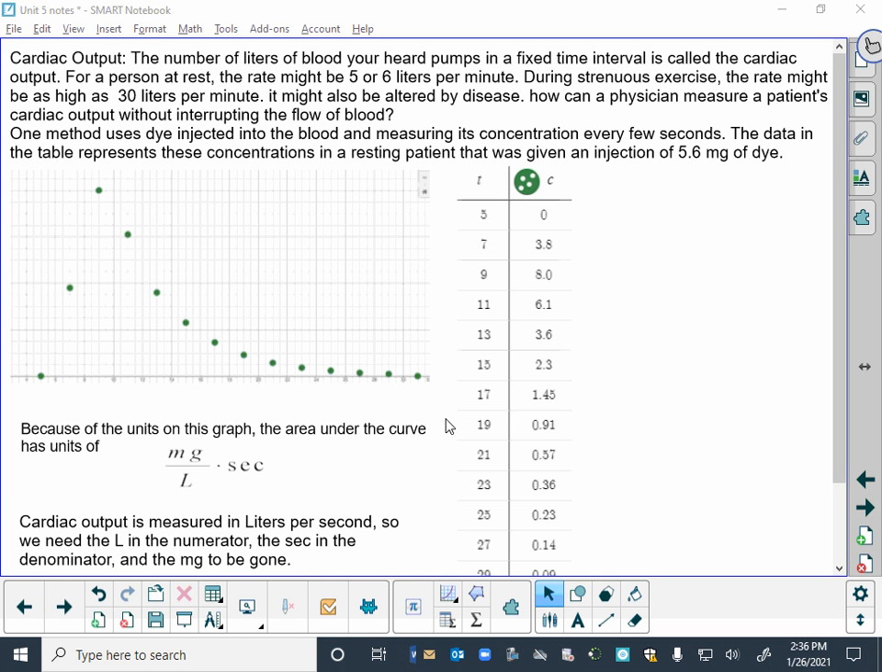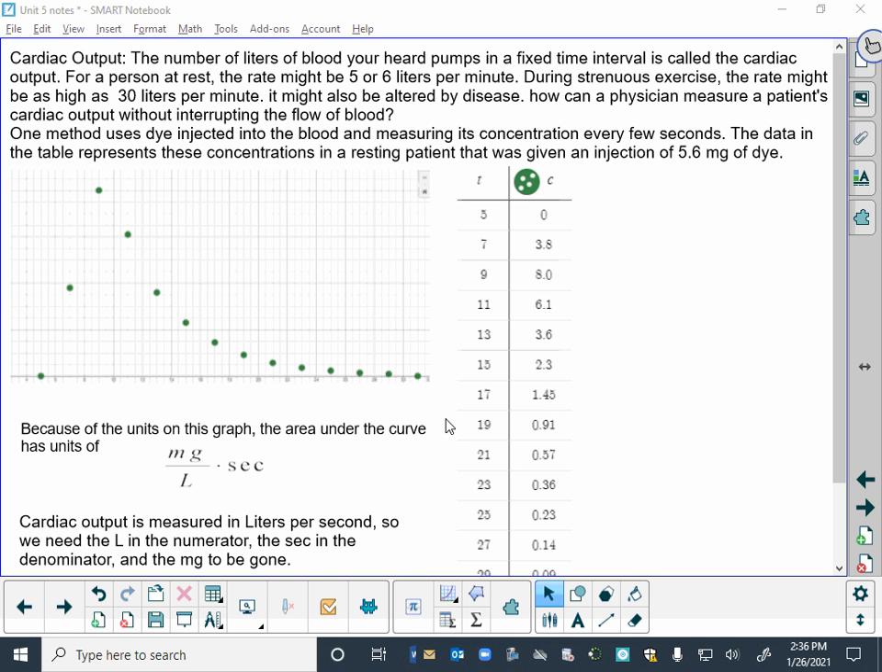All right, let's take a look at an example that uses tables and the rectangular approximation method to get us an answer that is useful. This one's not about velocity and time. This is a different setting. So this is about cardiac output. You can do some of the reading up there.